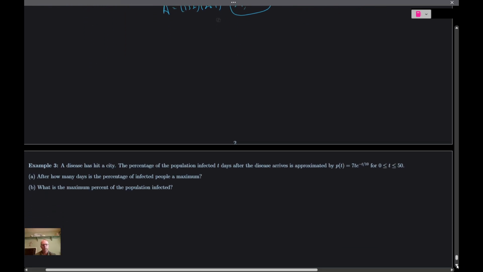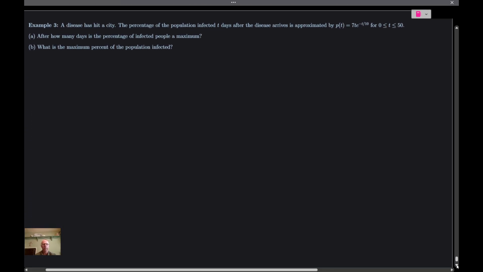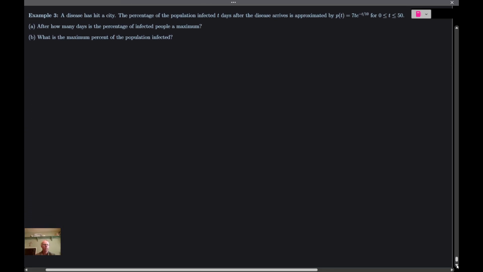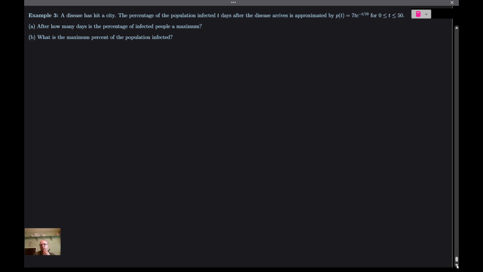All right, so one more. We have a disease, where the percentage of the population infected t days after the disease arrives is given by this function. t is between 0 and 50, and we'll just kind of do both these together. And this one, we don't really have a constraint. t provides its own constraint. So we just need to take the derivative.